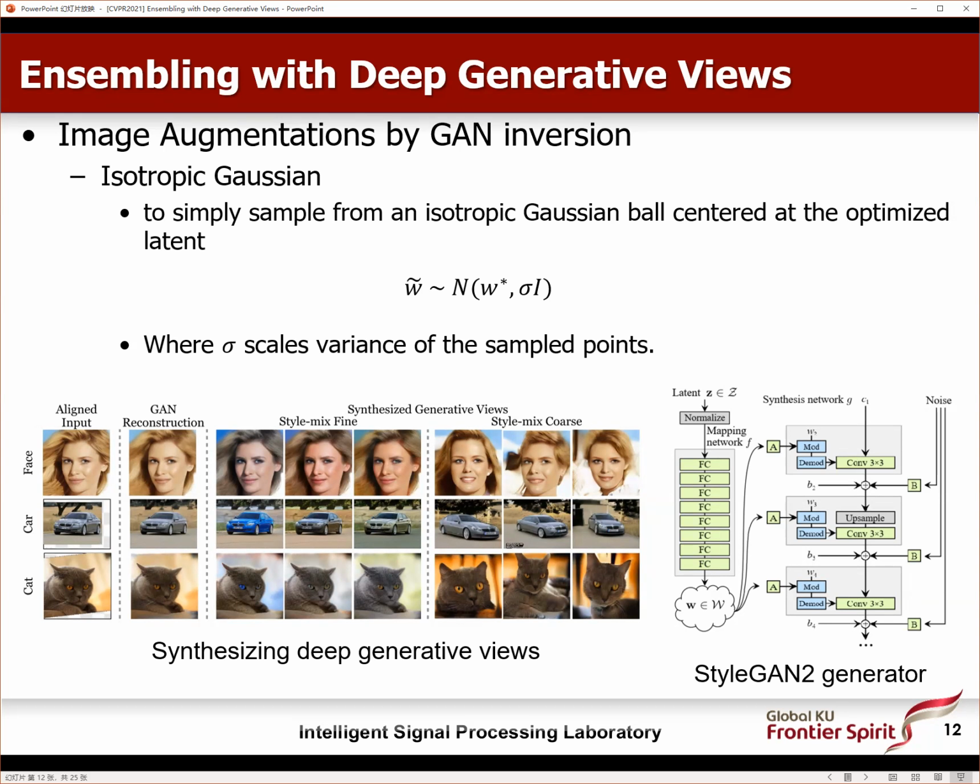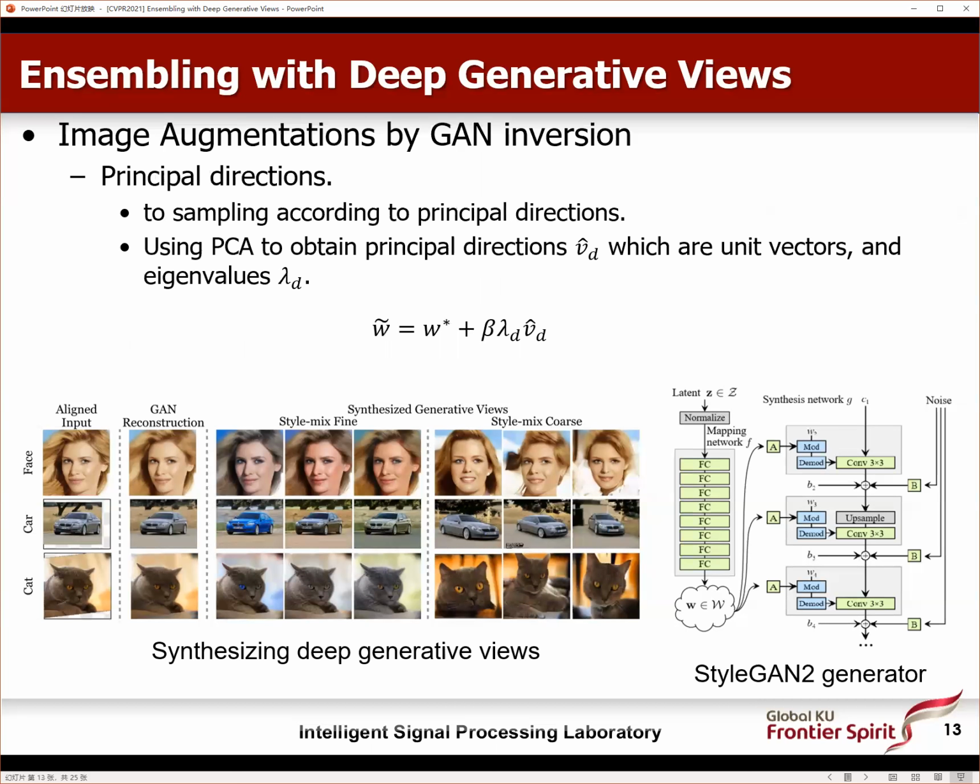So in this paper, it offers 3 methods to do the manipulations. So the first one is to simply sample from an isotropic Gaussian ball centered at the optimized latent. So we can get a perturbed latent vector W here, which is represented as W hat here. So this is the first method to get the perturbed latent vector W.